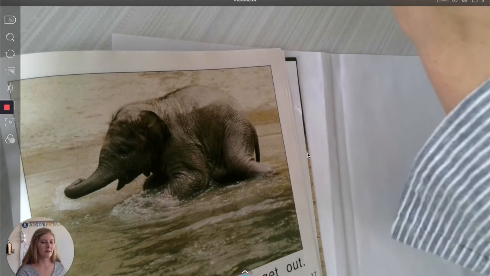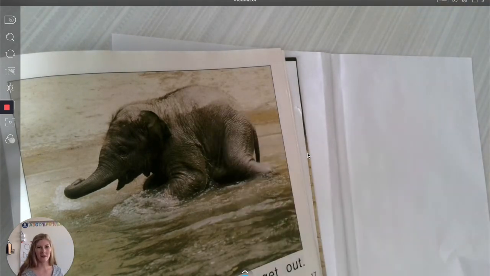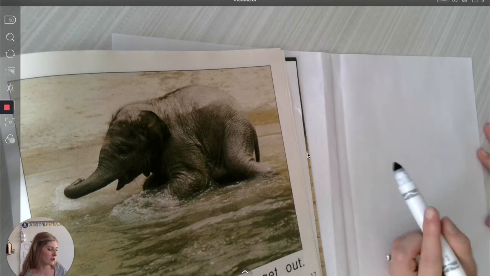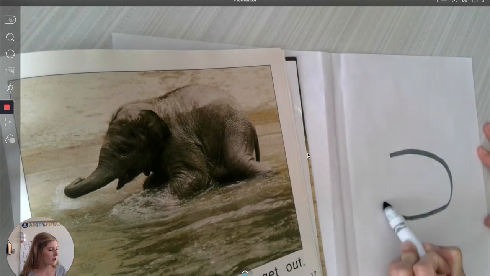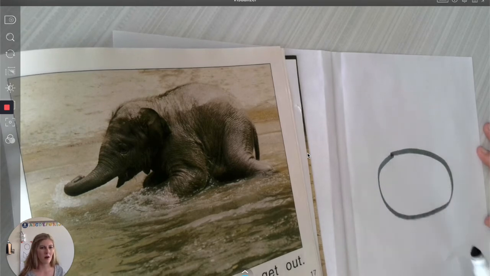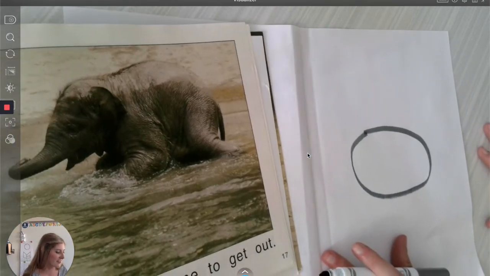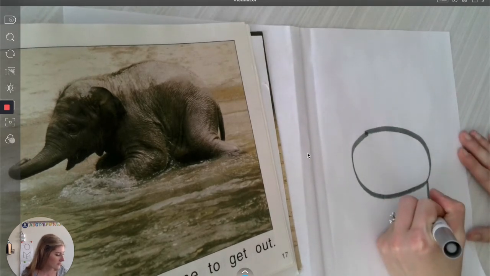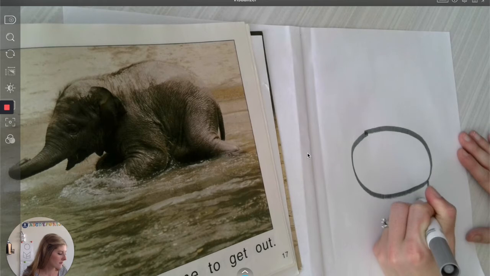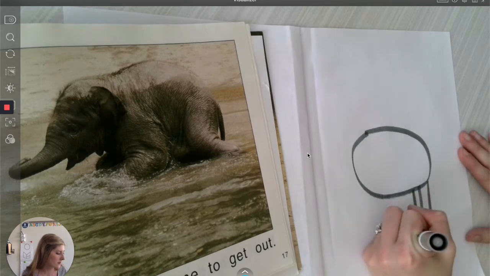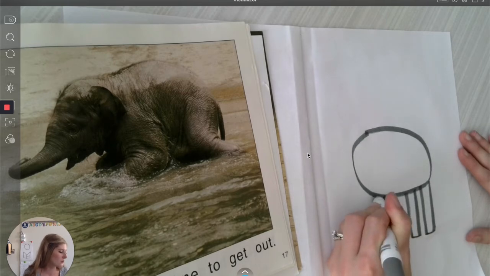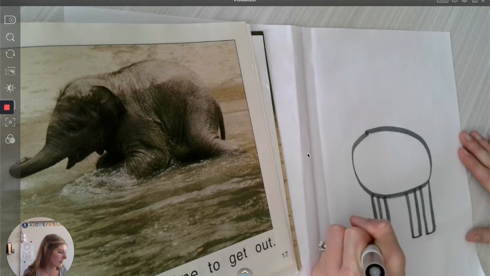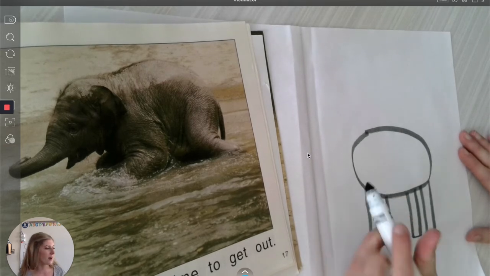So friends, we noticed that the body of an elephant is the shape of a what? An oval. So let me draw my oval here. Then we noticed that the legs were more like rectangles. You see how I'm taking my time? I know that a rectangle has two short sides and two long sides, and I'm going to make it as straight as I possibly can.